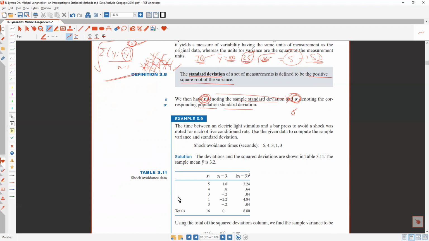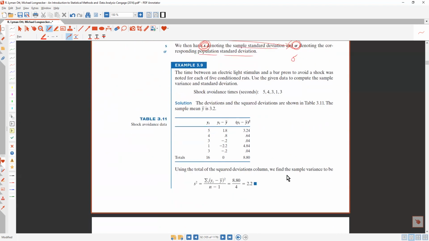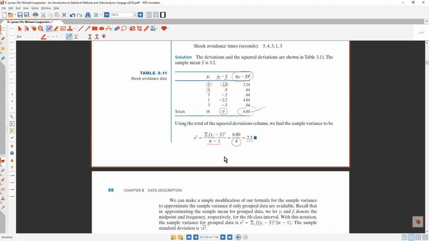An example of computing the standard deviation and variance. So notice that we have our y-scores. We are subtracting the mean. So this is y sub i minus the mean of the data. If you sum those up, what do you get? You get 0. So that's why we are squaring the deviations, and you get 8.80 divided by n-1, and there's the variance of that data set.